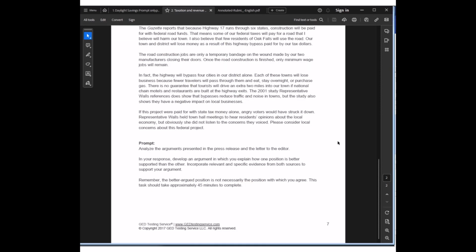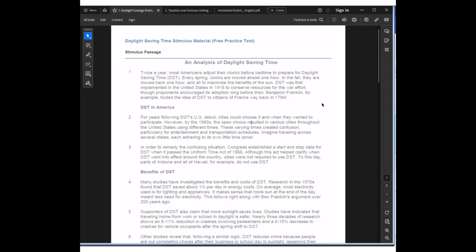Let's look at these prompts from a retired GED exam. There's a link to this prompt in the description box below. This is the prompt that I normally give to my students who are studying for the extended writing response. I tell them to complete this prompt. This is untimed. But remember, you only have 45 minutes when it comes to test day to write this out.